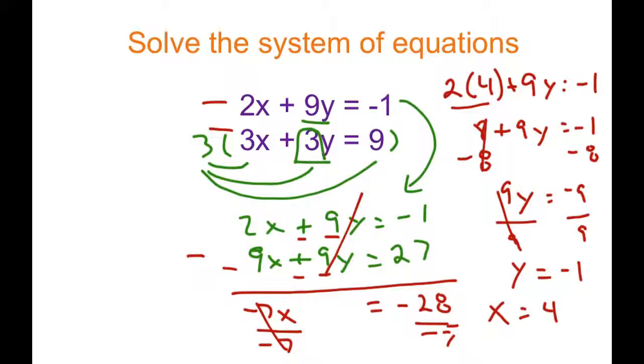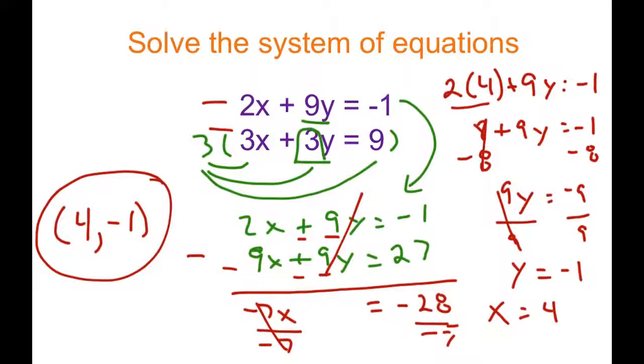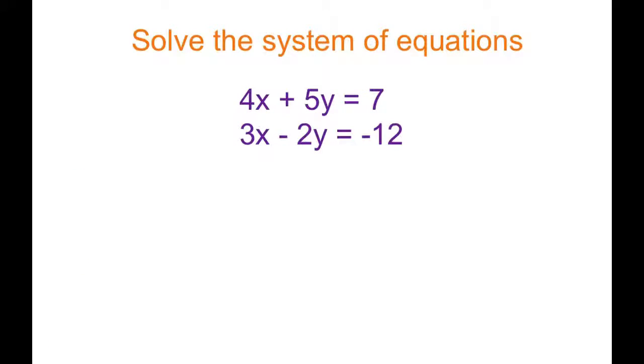So then my solution is going to be, my x coordinate is 4, my y coordinate is negative 1, (4, negative 1). Right, so I had to multiply one of the equations so that I could get coefficients the same, and then I just used my elimination method. Alright, let's try another one here.